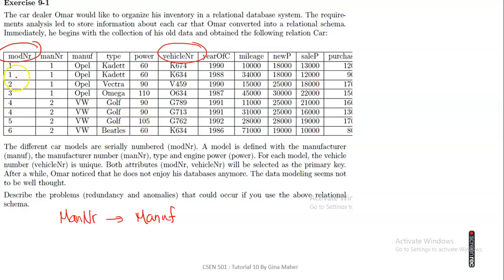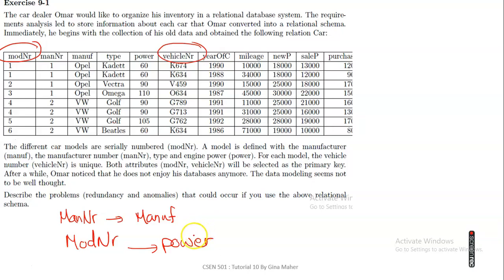However, if we check the model number, we will find that when it is 1, the power is 60. When it's 2, it's 90. When it's 3, it's 110. When it's 4, it's 90. 5, 105, 6, 60, which means that through the model number, we can get the power. Okay? Let's see what type of anomalies can happen. Actually, the 3 types of anomalies can take place in this case.